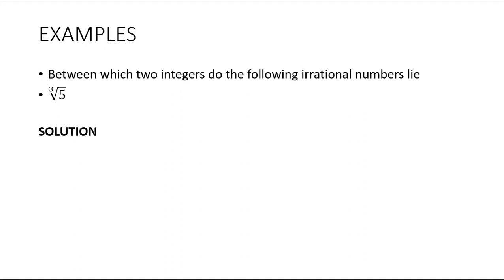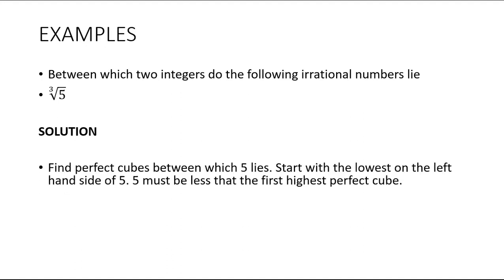Right, let's see if you're right. Now you need to find two perfect cubes. One must be less than 5, the other one must be greater than 5. The one less than 5 will be 1, the one greater than 5 will be 8. So you just find the cube roots of those two. You will simply get 1 and 2. So meaning that the cube root of 5 lies between 1 and 2.